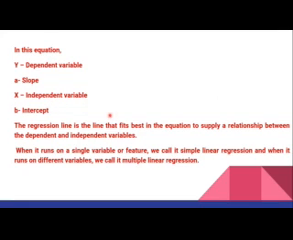Moreover, the regression line is the line that fits best in the equation to supply a relationship between the dependent and the independent variables. When it runs on a single variable or feature, we call it simple linear regression, and when it runs on different variables, we call it multiple linear regression. So now you have an idea about linear regression.